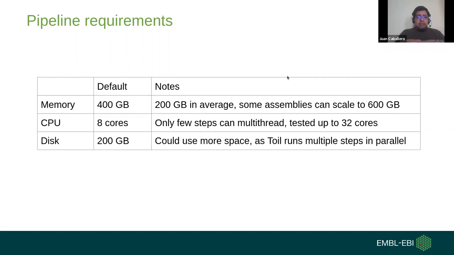The other part that can be complicated is the disk space, in this case on the storage. By default, we require around 200 gigabytes, and it could be expanded really quickly because the assemblers generate a lot of temporary files that could duplicate or even triplicate these values. So it's really easy to start increasing the space on the disk.